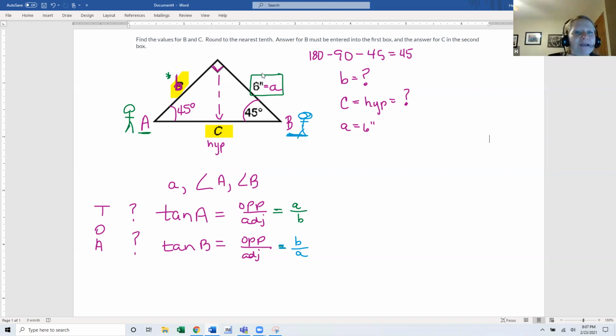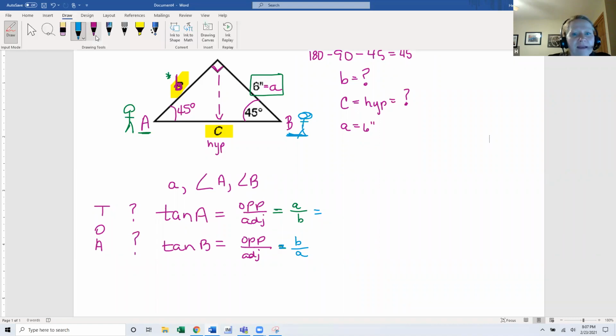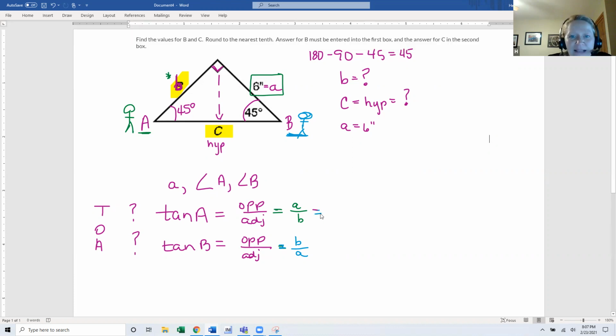So the known information that we have is the 6 inches. So my tangent A would be A over B. Going back to my purple. Right? So my A would be 6 inches. And my B would be on the bottom. For the tangent of angle B, it's just going to be the reverse, the inverse of it. Which means it's flipped over. It's going to look like that. So we could use either one.